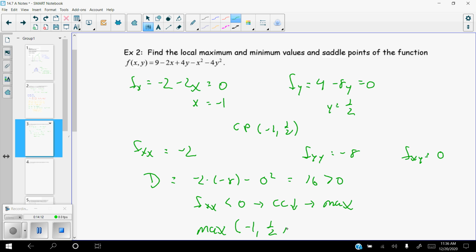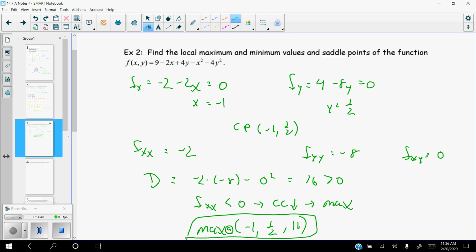Let me see. 9 plus 2 is 11. Plus 2 more is 13. Minus 1 is 12. Minus 4 times a fourth, so minus 1 more is 11. Just thinking I might have to use a calculator there, but I think we're good.